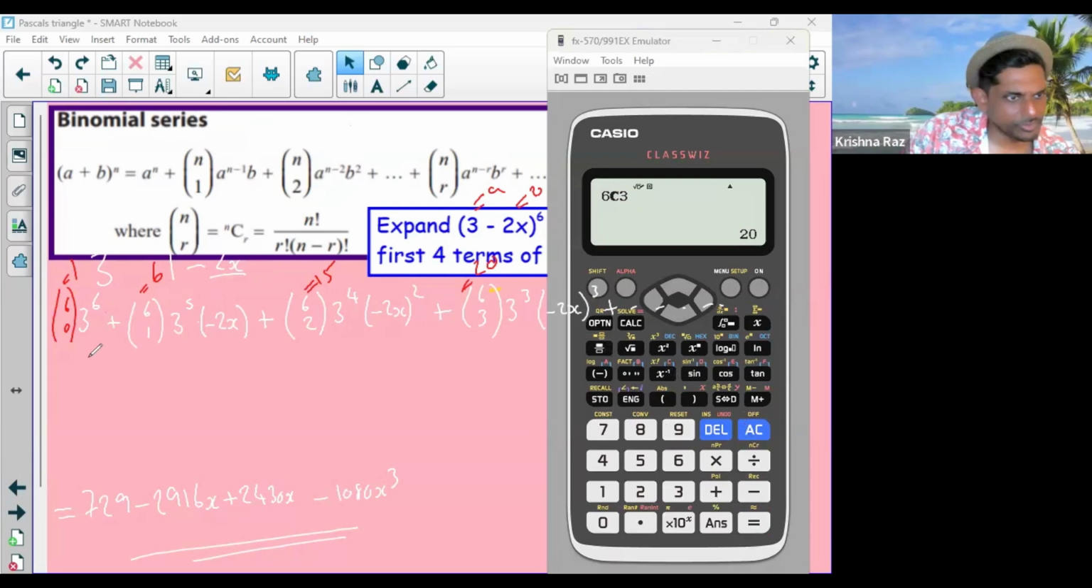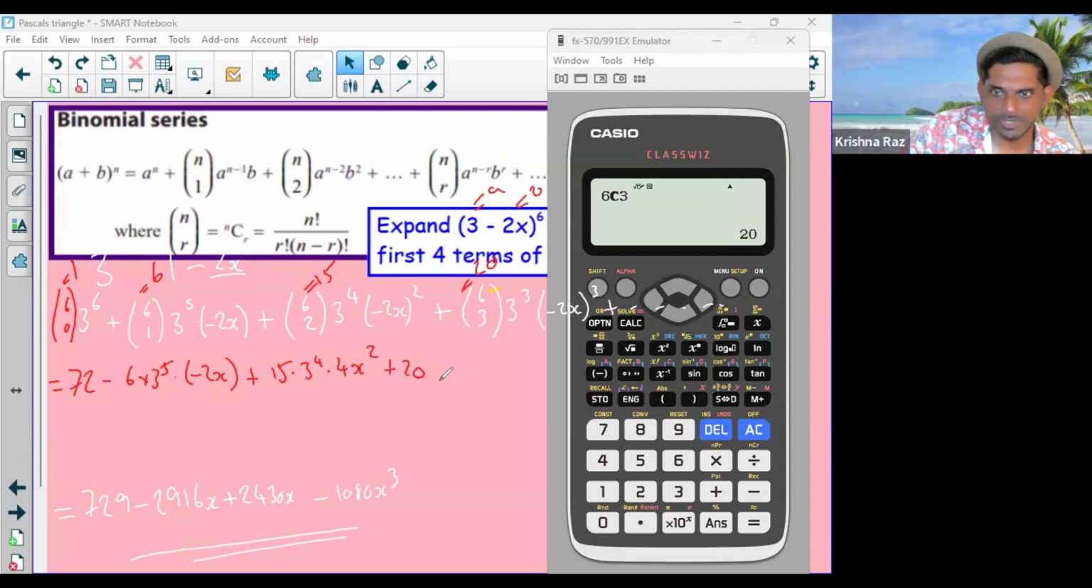So if we type these in, we've got 3 to the power of 6, which we know was that. Then minus 6 times 3 to the power of 5 times minus 2x, plus 15 times 3 to the power of 4 times minus 2x squared, which would be 4x squared, plus the last one, 20 times 3 cubed times minus 2x cubed, which would be minus 8x cubed.